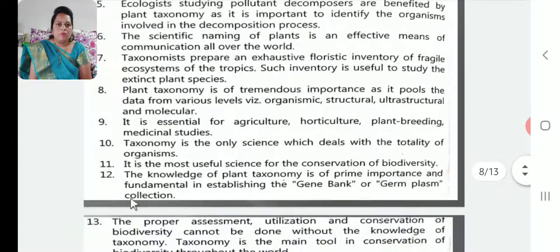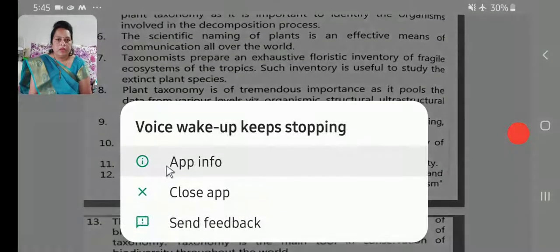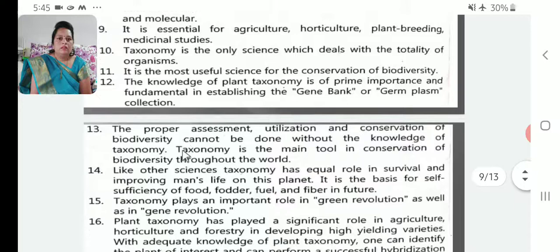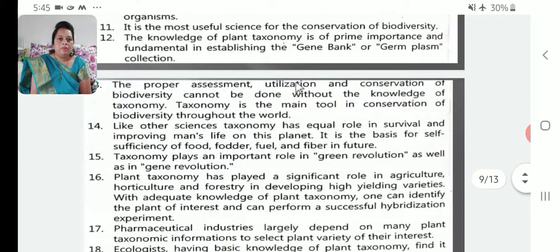Next, it is the most useful science for the conservation of biodiversity. The knowledge of plant taxonomy is of prime importance and fundamental in establishing a gene bank or germplasm collection. The proper assessment, utilization and conservation of biodiversity cannot be done without the knowledge of taxonomy.